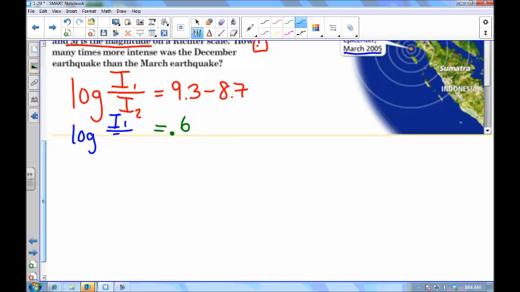Log of intensity 1 over intensity 2 equals 0.6. Okay, well, let's see. The base of the log is not written. So if the base isn't written, what is the base? Do you agree? The base is automatically 10, which is great because our calculator can do a base 10. So can we just grab our calculators and go log base 10, I1 divided by I2, and it'll give us the answer? Yes or no? Can we just pull up the calculator? Let's try it. If you don't have a calculator, grab one.